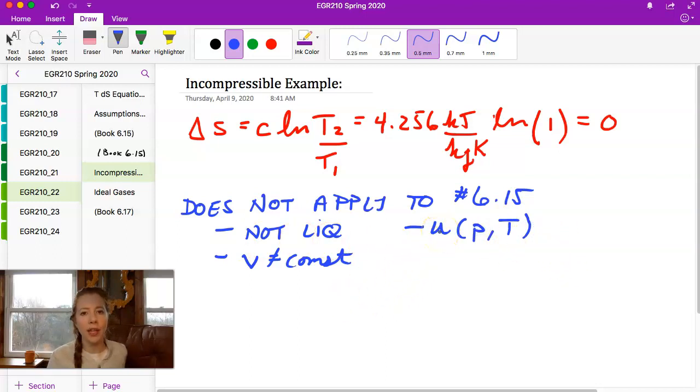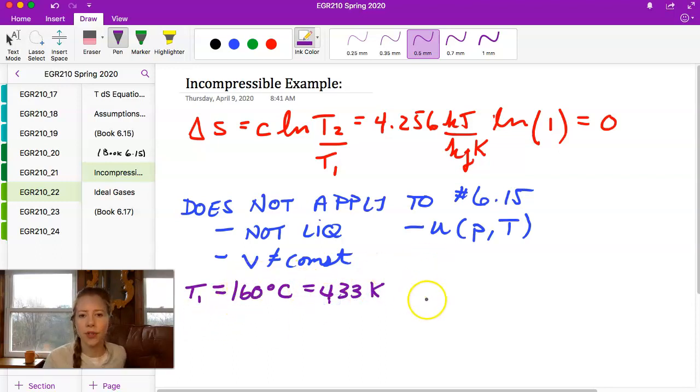All right, so we cannot apply the incompressible model to our problem 6.15, but let's do an example in which we can apply that model. So let's try again. So let's say that T initial is 160 degrees Celsius, which is 433 Kelvin. And we're still dealing with 1 kilogram of water.